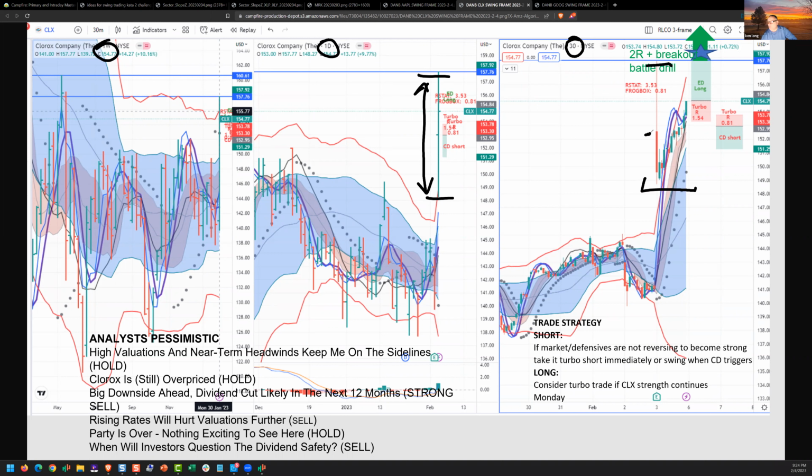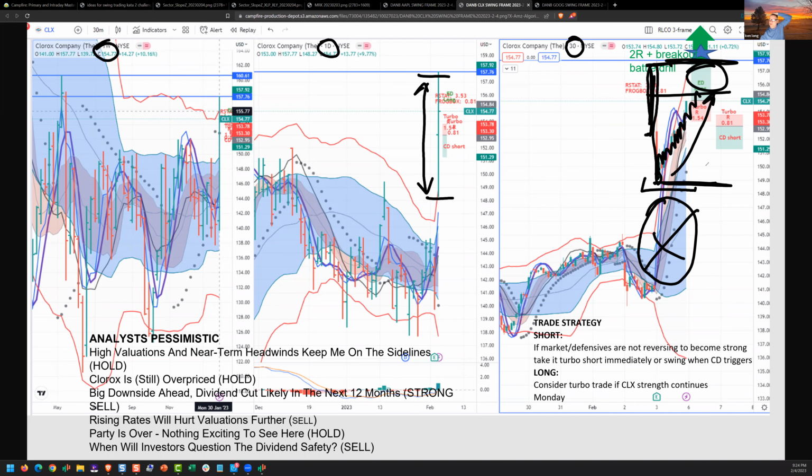Let's see, it opened, I think it ran all the way up, ran all the way down, closed here, did not fail further, and then climbed the trail of tears up the ladder to get most of the way back to the top. So it retraced almost 80% of the initial emotional burst.